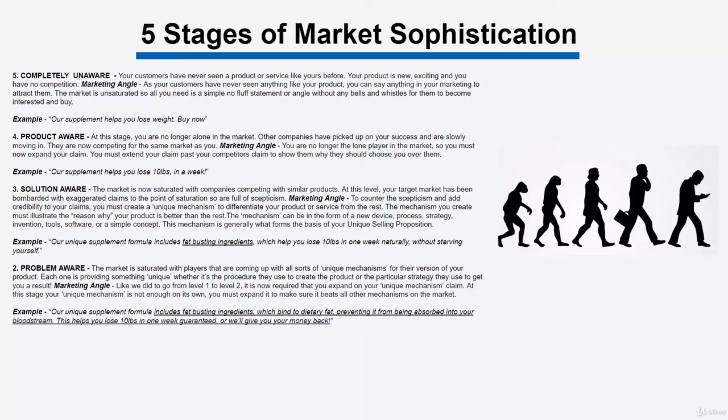So here's an example. Our unique supplement formula includes fat-bursting ingredients which bind to dietary fat, preventing it from becoming absorbed into your bloodstream. This helps you lose 10 pounds in a week, guaranteed, or we'll give you your money back. Now, you may have the same exact product, the same exact service that your competition has, but now you're presenting it to your prospects, right, to your customers in a very unique method because you have that unique mechanism. But not only that, you're expanding on that unique mechanism, right?